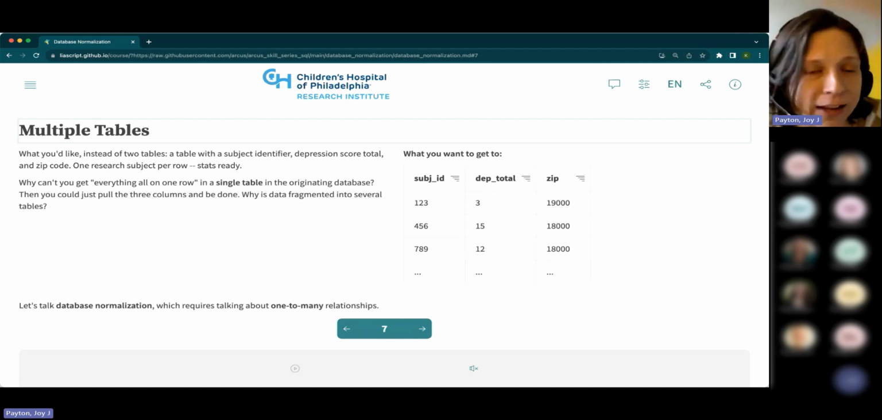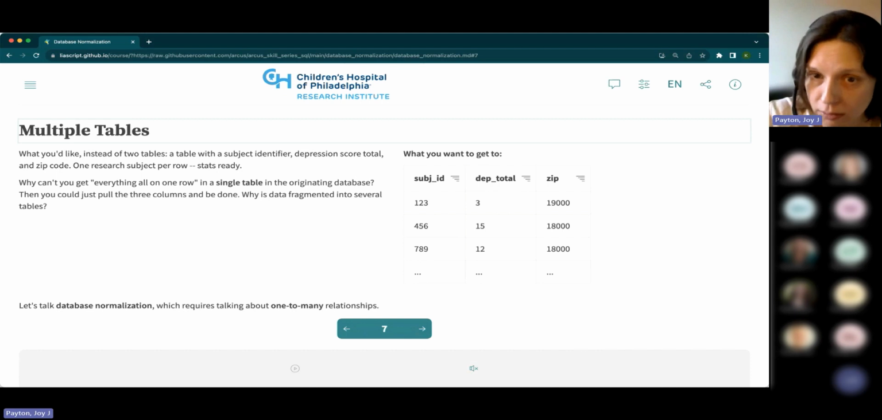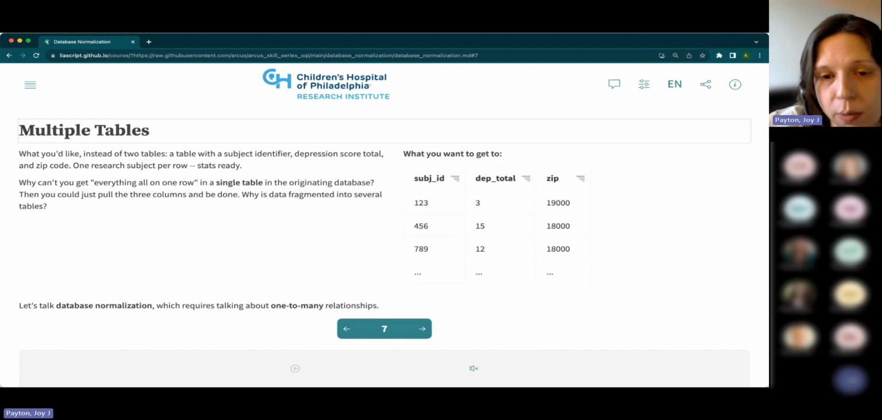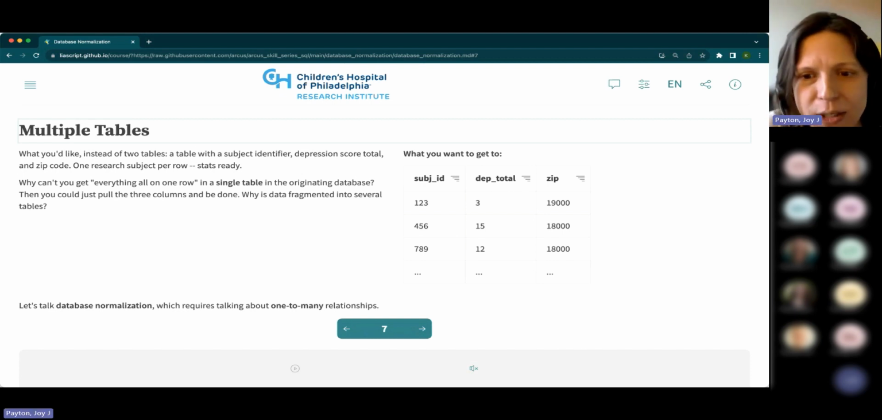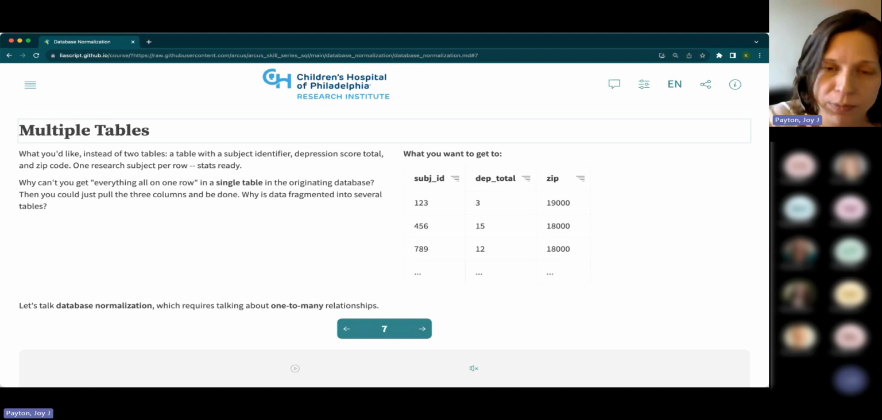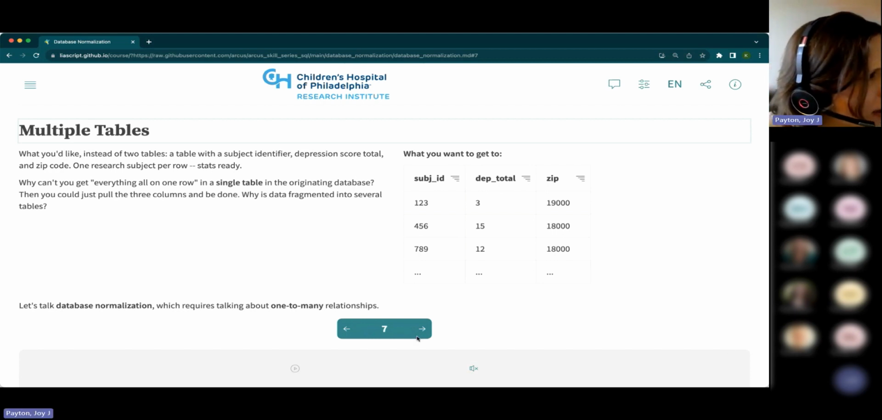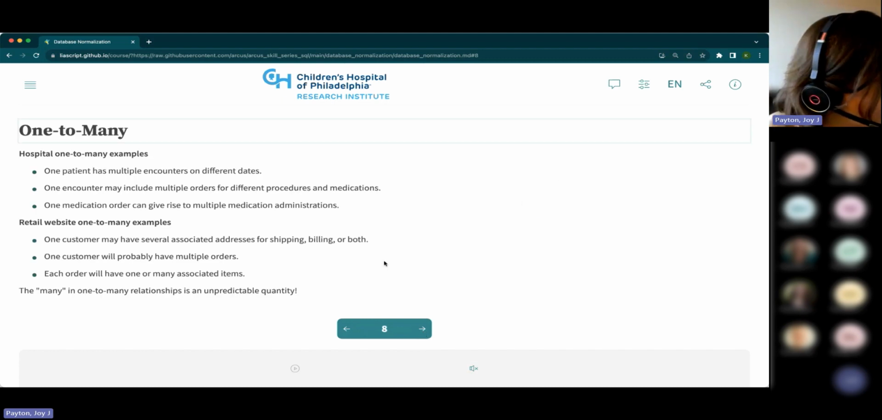And if you're used to getting a CSV that looks like that, and then somebody comes to you and says, no, we're not going to give you the data like that, we're going to give it to you in a bunch of different tables, that can be, again, frustrating. It can be challenging. So I want to explain why this happens. And to explain normalization, which is how we structure databases, we first need to talk about one-to-many data relationships. So let's talk about one-to-many data relationships.